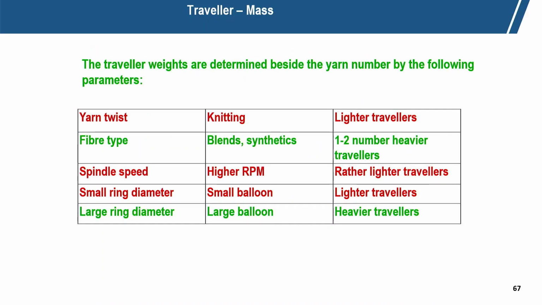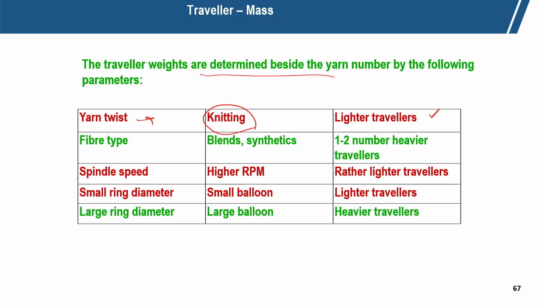And traveller masses are there. Traveller weight is determined based on the number, and the following parameters are used: yarn twist, knitting, and lighter traveller. That means for knitting yarn, a lighter traveller is used. Yarn twist means for knitting we use lower twist; this is the application of lower twist yarn. So, for lower twist we use the lighter traveller.